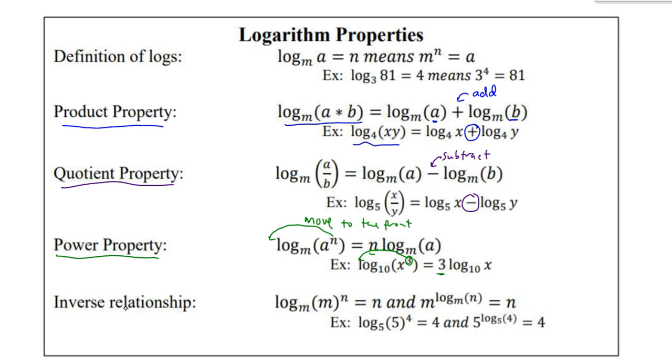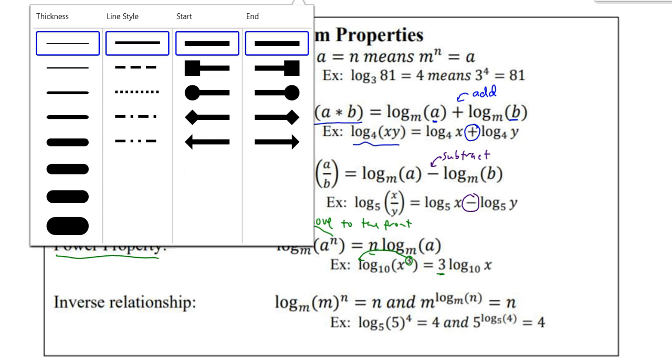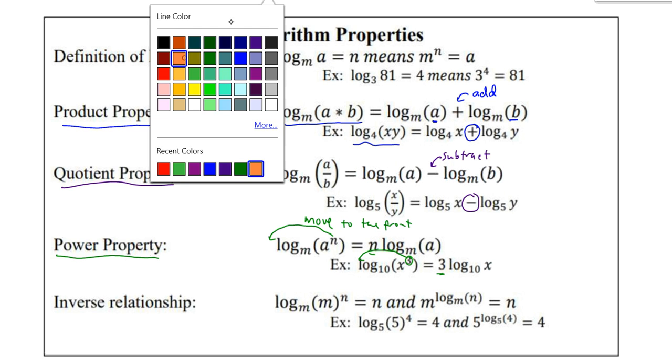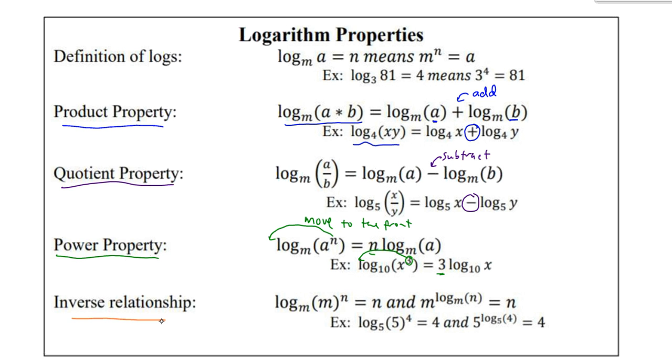Then there's this inverse relationship that I told you was important. If you have log base m of m, so the same base, remember those basically cancel each other and you're just left with the power. And then it works this way as well, where you have m raised to a power, but we're not going to use that. So example, log base 5 of 5 to the 4 is going to equal 4. That's going to be one of the ways that we get the variables out of the power.